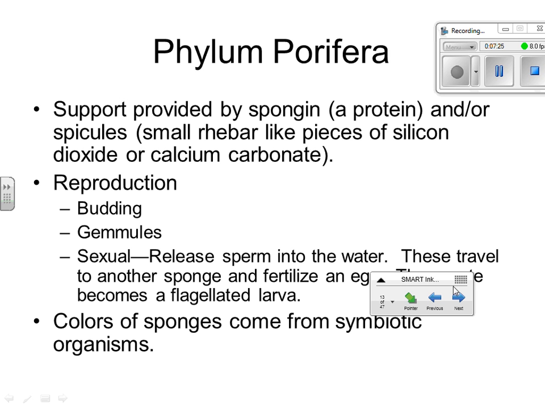The two main ways they reproduce, one is budding, which just means they use what kind of cell division? Well, mitosis. They make a little bud that breaks off and forms a new sponge. And then in terms of sex, they release sperm into the water, and those find an egg and become a larva.